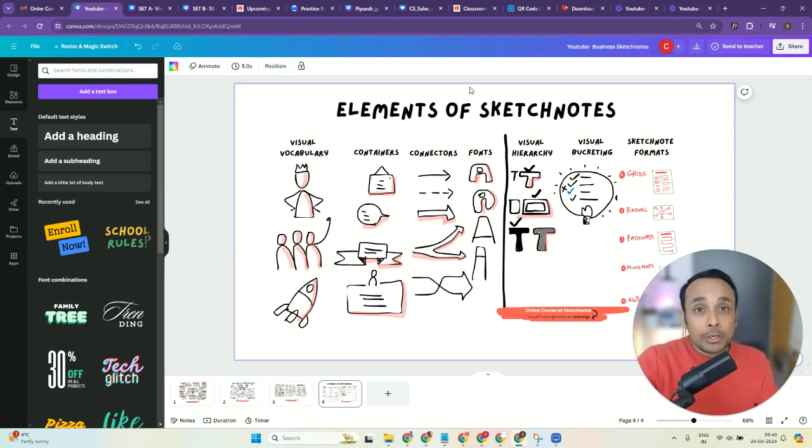So these are the elements of sketch notes, out of which, let me point it out, visual vocabulary is one. Containers, connectors, which means arrows and connectors, fonts, visual hierarchy, visual bucketing, and sketch note formats, how you place sketch notes on paper, out of which the most important one and the starting one is visual vocabulary. And this video is about building visual vocabulary for your business sketch notes.